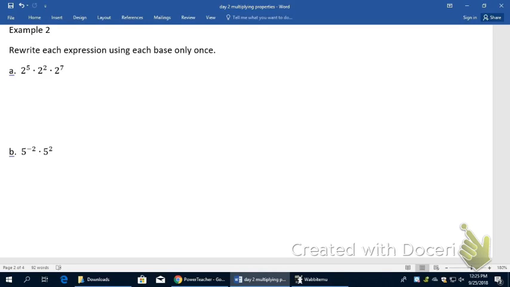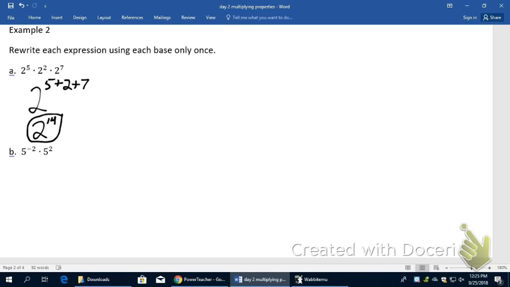Alright, for example 2, we have these two different problems. For this one, 2 is the base on all three, so you're just going to add all of the exponents, so it'll be 2 to the 5 plus 2 plus 7 from the three different exponents being added here. 5 plus 2 plus 7 is 14, so 2 to the 14th. Now you stop right here and don't actually find what 2 to the 14th is because of the instructions that say rewrite each expression using each base only once. So you're not simplifying or evaluating here, you're just stopping right here.